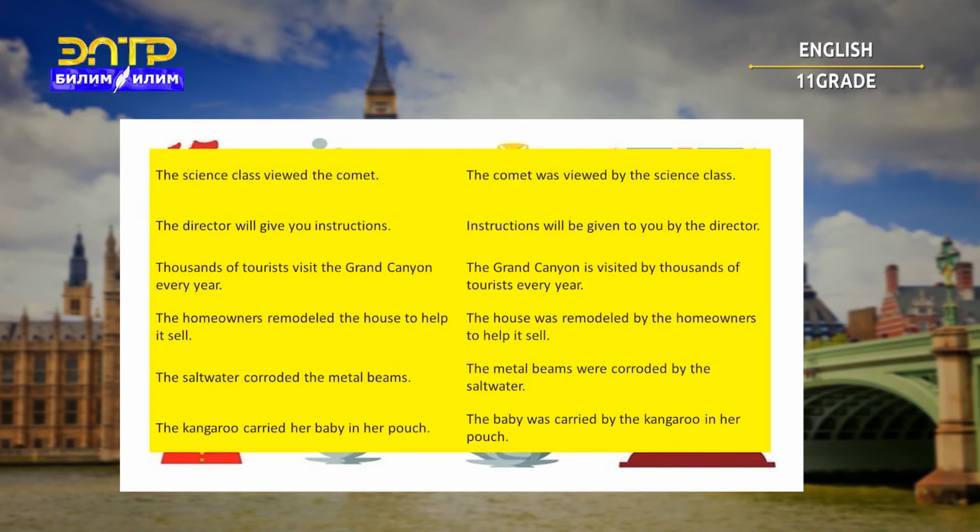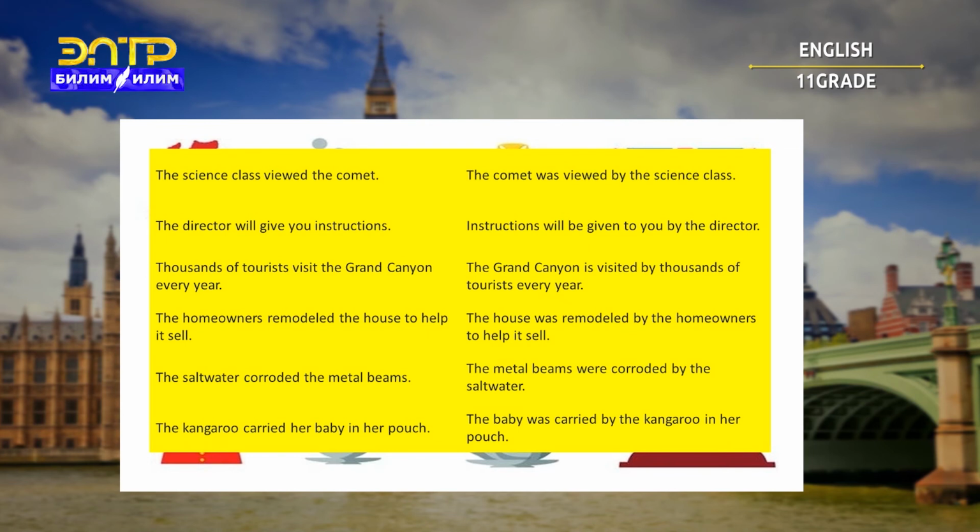The science class viewed the comet. The comet was viewed by the science class. The director will give you instructions. Instructions will be given to you by the director.